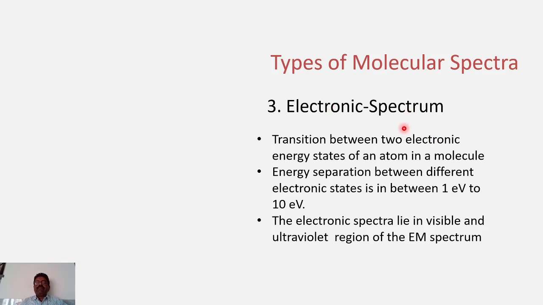So this is just like atomic spectra also. And you know that the energy separation between the electronic states is higher as compared to the earlier two types of spectra we have considered, that is the rotational spectra and rotational vibrational spectra. So the energies involved here are between 1 electron volt and 10 electron volt. So it is quite large. Therefore, the spectral lines that appear because of the transitions among these energy levels due to electronic excitation will appear in either the visible or ultraviolet region of the electromagnetic spectrum. So this is the third type, that is the electronic spectra.